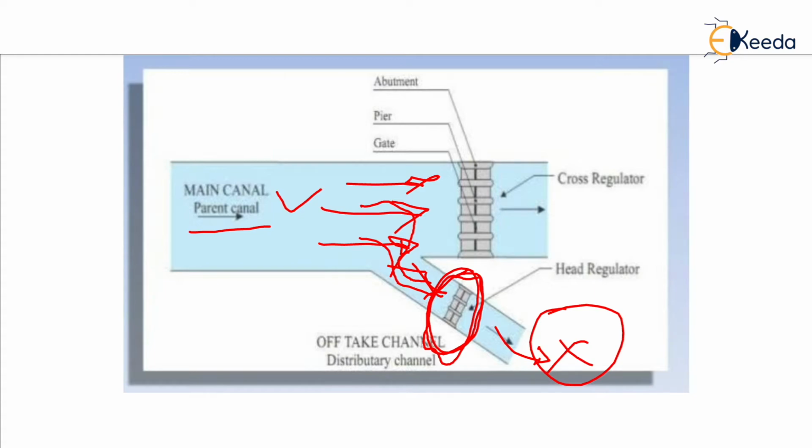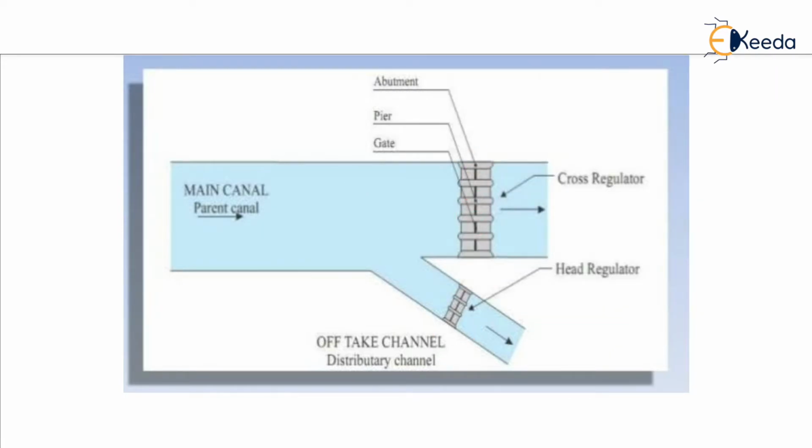Fine. So while flowing through this off-taking or distributory channel, one device is to be provided in between the path. This is called a head regulator. So you can see the construction, the component parts of this cross regulator. You can see here, this is a gate. See, in between these two abutments, there is a gate, which is shown as a black vertical line.